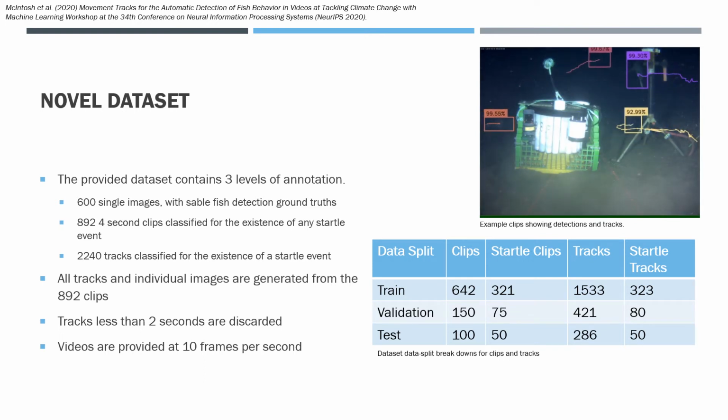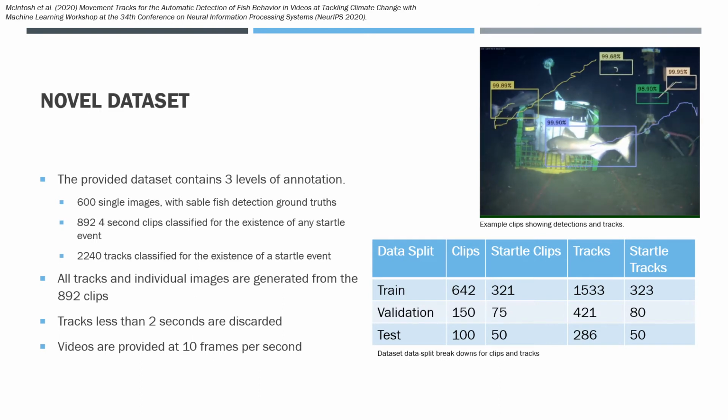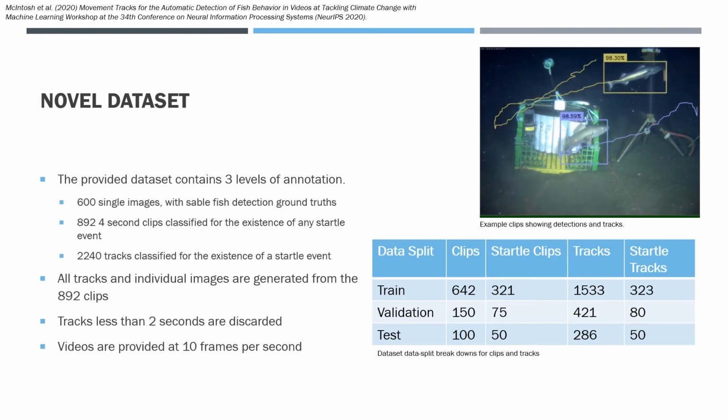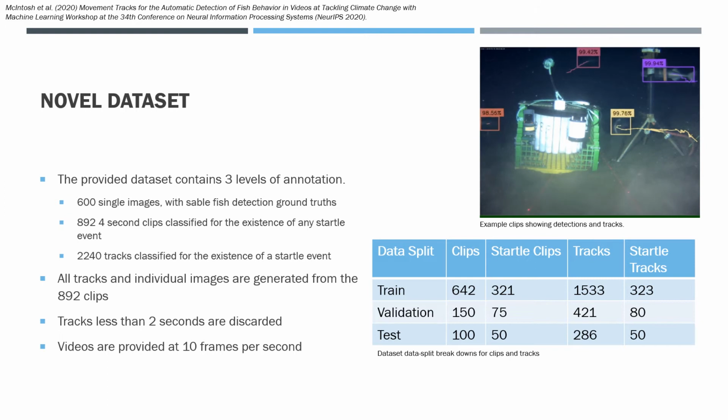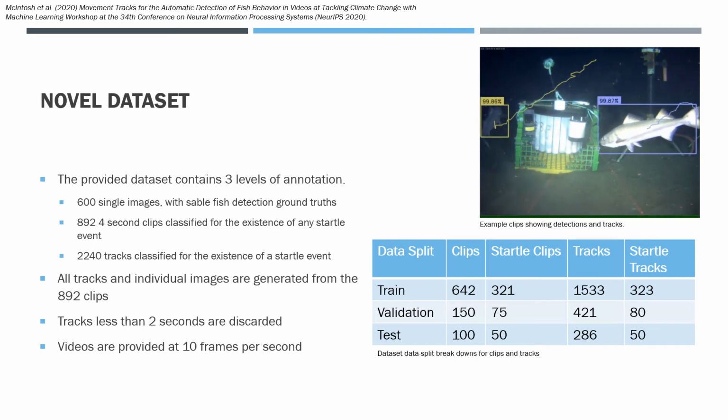The created dataset provides 3 levels of annotations. First, we provide 600 images with bounding box annotations, which we use to fine-tune our YOLO v3 detection model. We also provide 892 annotated 4-second clips for the existence of startle events. Finally, all tracks contained within the previously annotated clips, based on our implemented tracking method, were similarly annotated for startle events. This multi-level approach to annotation allows for additional levels of evaluation in this paper and future research, and allows more varied implementations to be compared more directly.